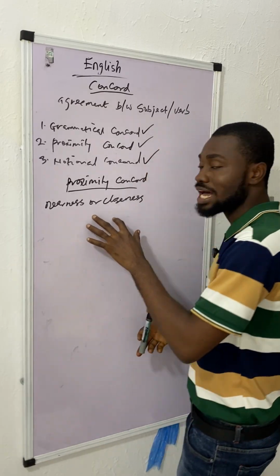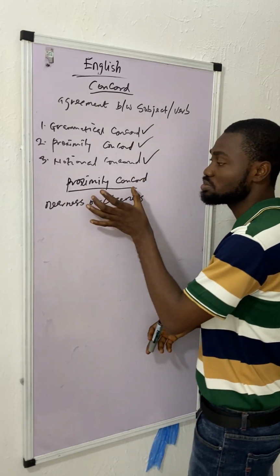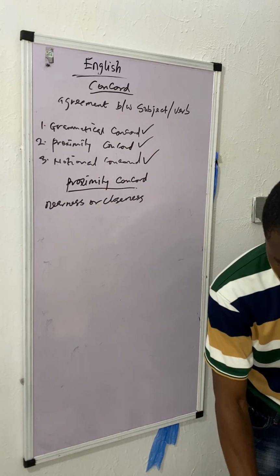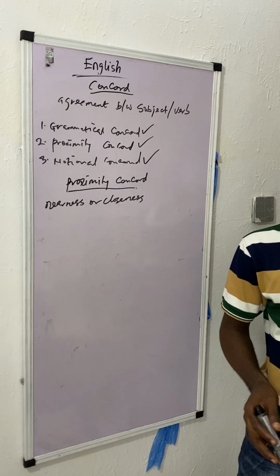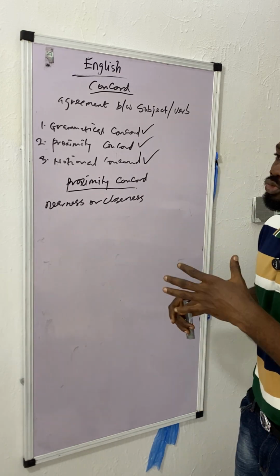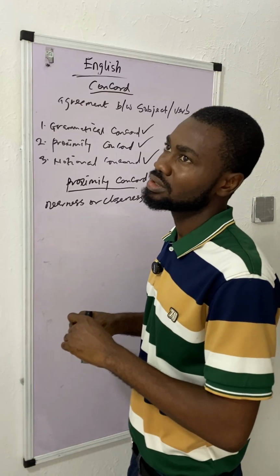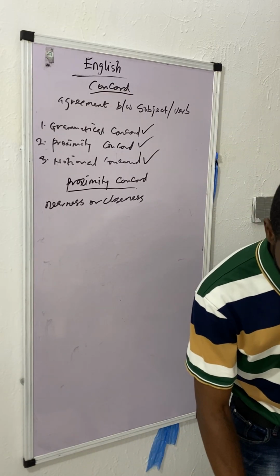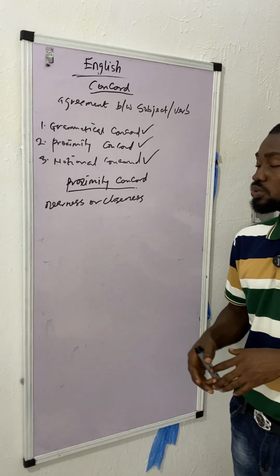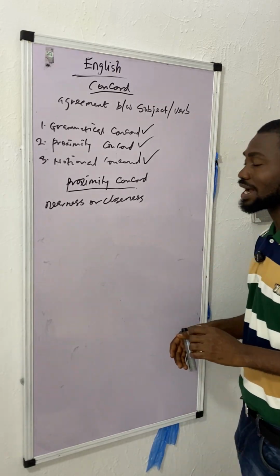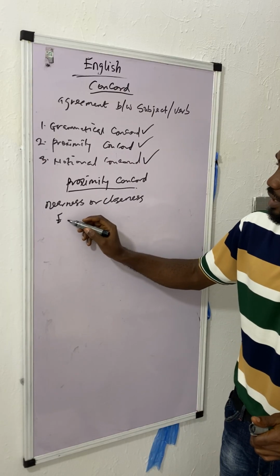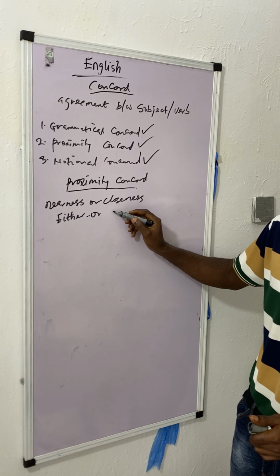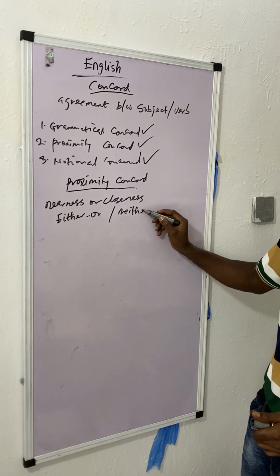So it all depends on what is closer to the verb. That is what is going to control the verb. That's what proximity concord says: the closer to the verb controls the verb. But let's understand it better. Remember we treated conjunctions, and there is a kind of conjunction called correlative conjunction, two words added together to form a correlative conjunction. The most common ones are either or and neither nor.